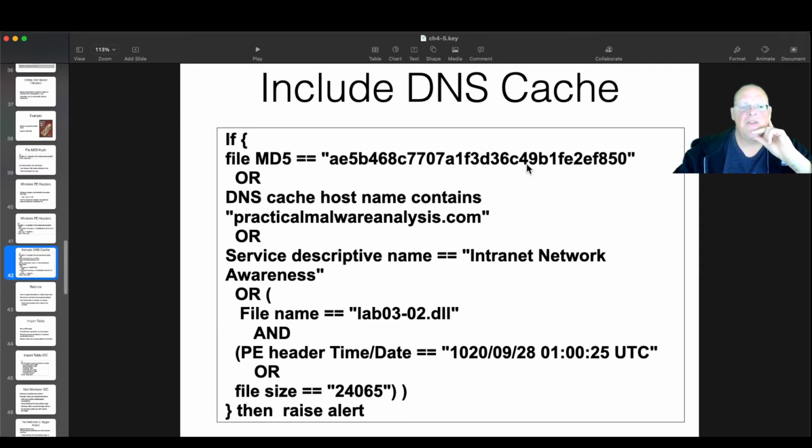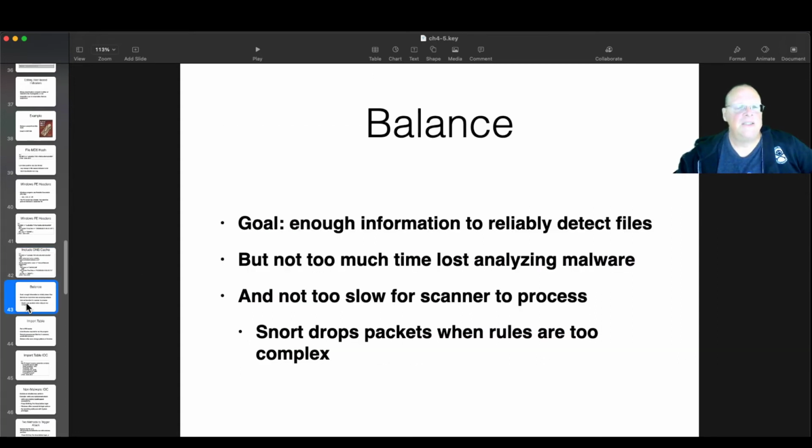If it's this exact file, or if the DNS shows that you have recently been to this website, which means you're infected and it's beaconing home, that's the beacon domain name, or it has a service running, which is from the malware, or it has a file name with this name and the header shows this date, 1020, I wonder if that's a mistake. Anyway, or the file size, this is what you might have. This is the kind of detection rule you might have that would try to get this file and variations of the file.